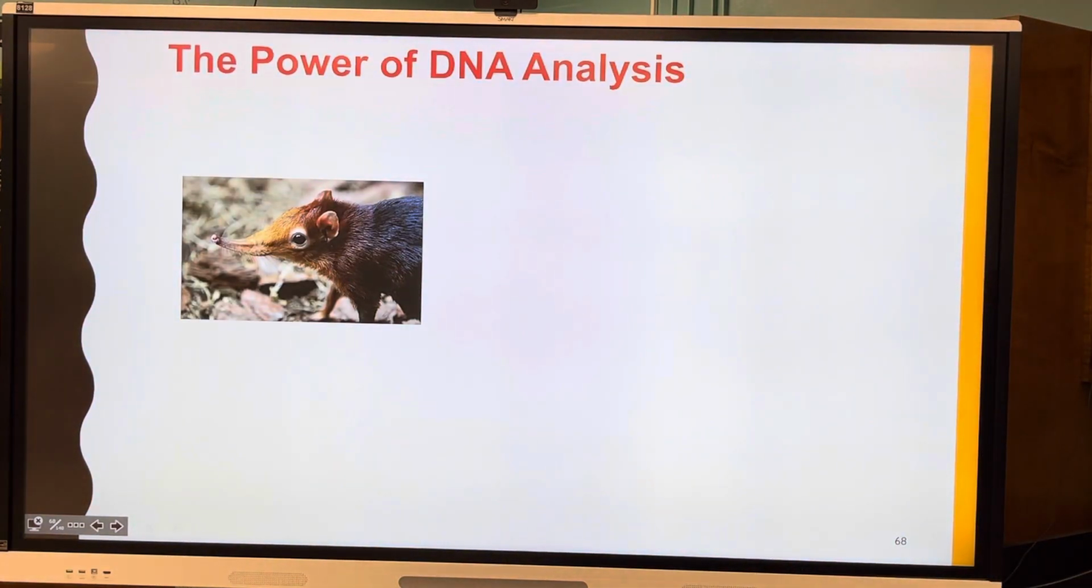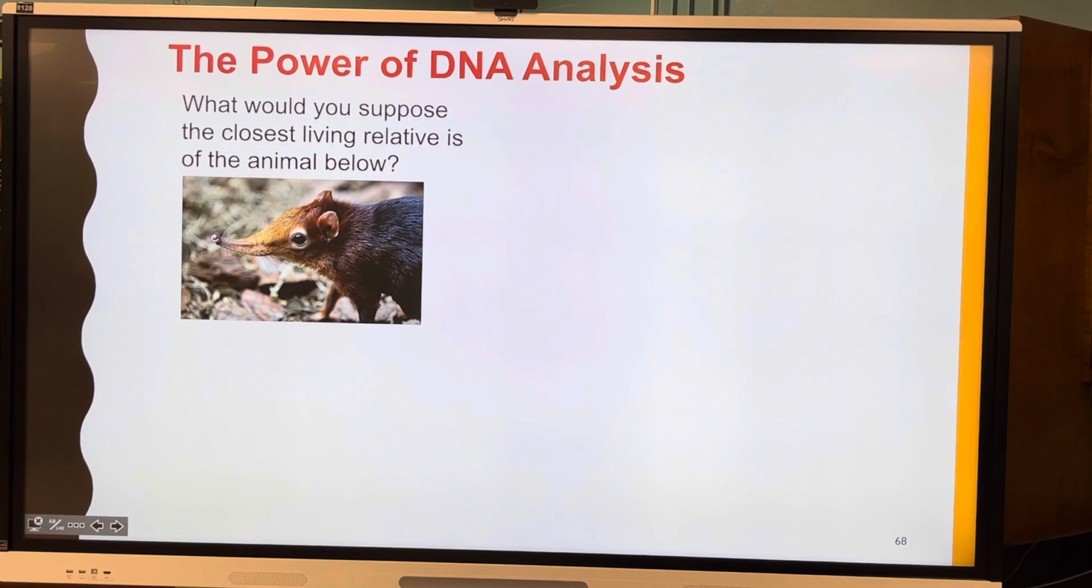How crazy is that? All right, so here's a question. Top of page 10, okay? I think. What would you suppose the closest living relative is to that animal? That little animal is called a shrew.